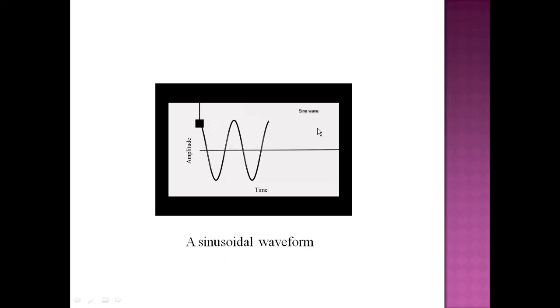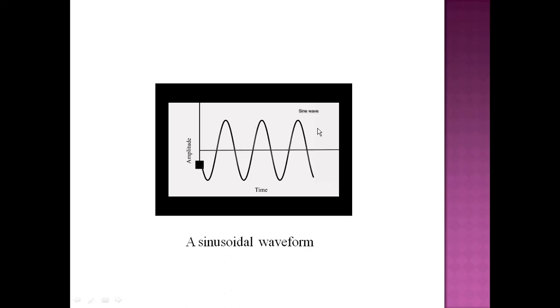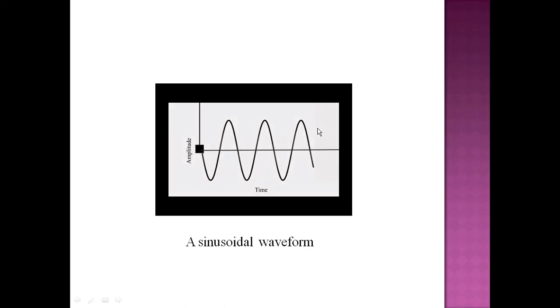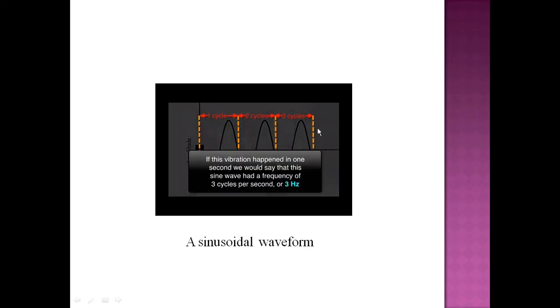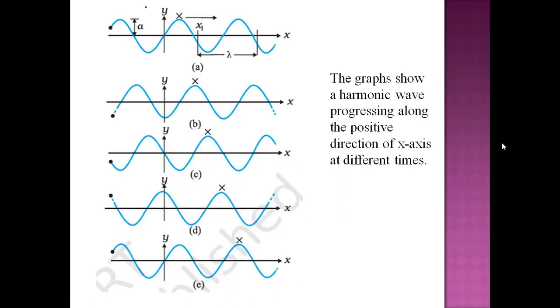So this is a sine wave, amplitude versus time. A crest and a trough together form one cycle. Now you have a graphic representation here. So this graph shows a harmonic wave progressing along the positive direction of the x-axis for different times.